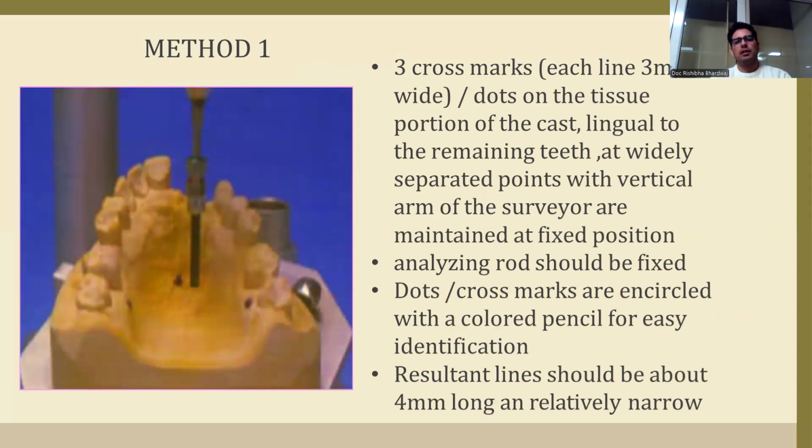How do we do the tripoding? A 3 cross mark, each line 3 mm wide, dots on the tissue portion of the cast, lingual to the remaining teeth, at widely separated points, with the vertical arm of the surveyor maintained at a fixed position. The analyzing rod should be fixed. Dots or marks are encircled with a colored pencil for easy identification. Horizontal lines should be about 4 mm long and relatively narrow.